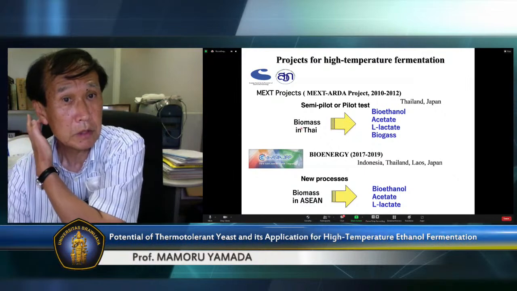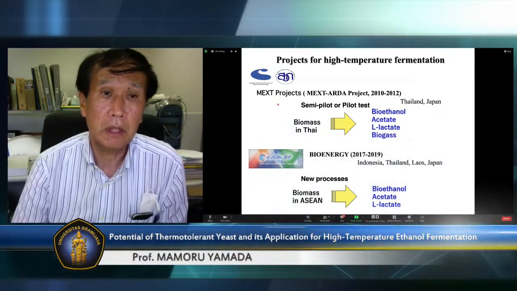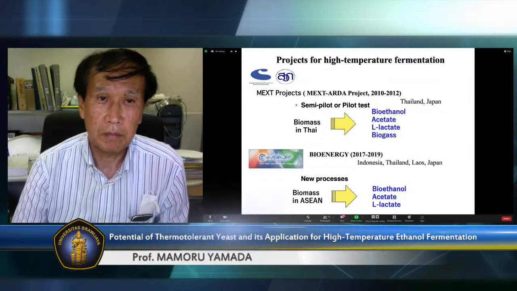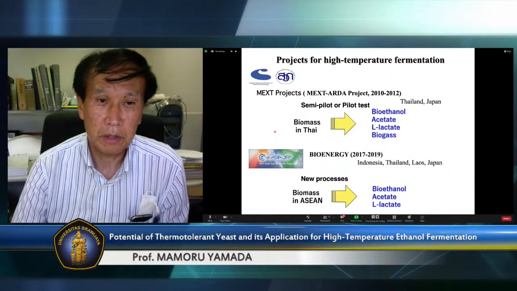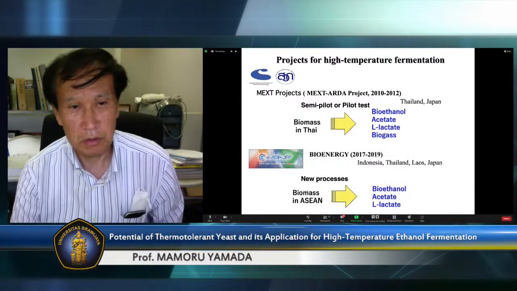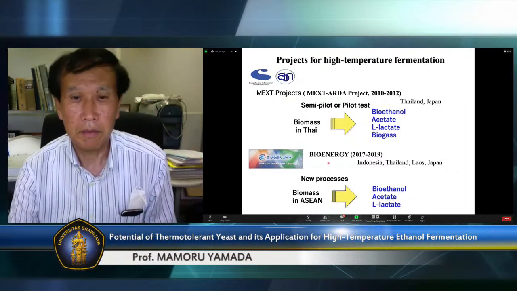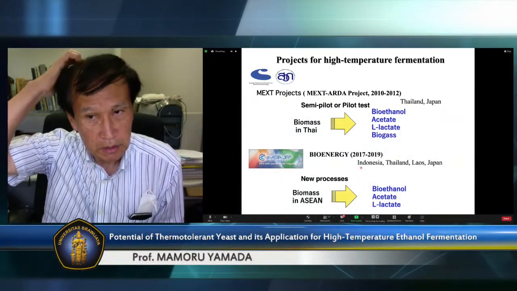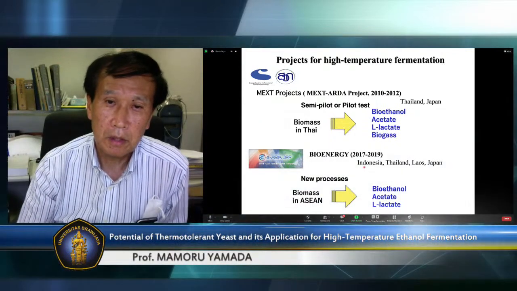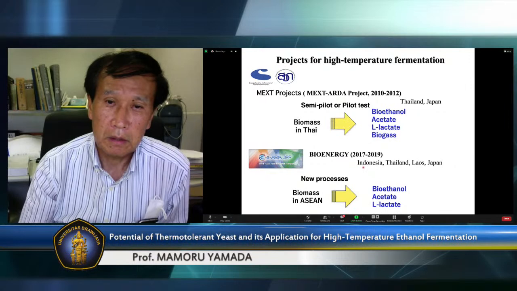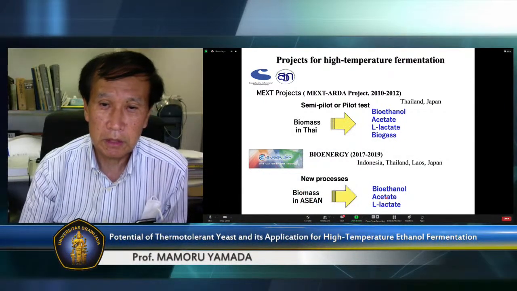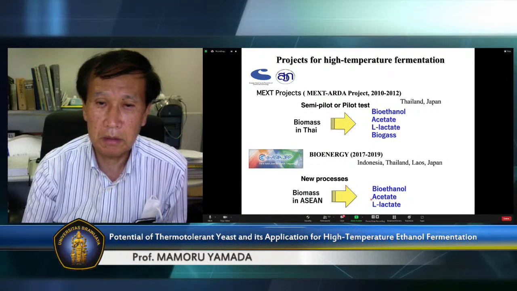For such a purpose, we tested the pilot, semi-pilot, by two projects. One of the projects is the Asia Joint Research Project. The members are Indonesia, Thailand, Laos, Japan. We are supported to convert biomass in Asia to bioethanol, acetate, lactate.